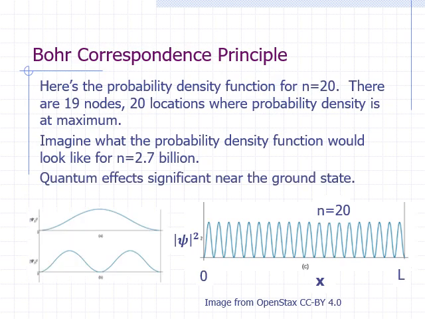In general, we could say that quantum effects, or divergence from classical behavior, occurs when we're close to the ground state. Remember that a very large number of nodes means a very highly excited state.